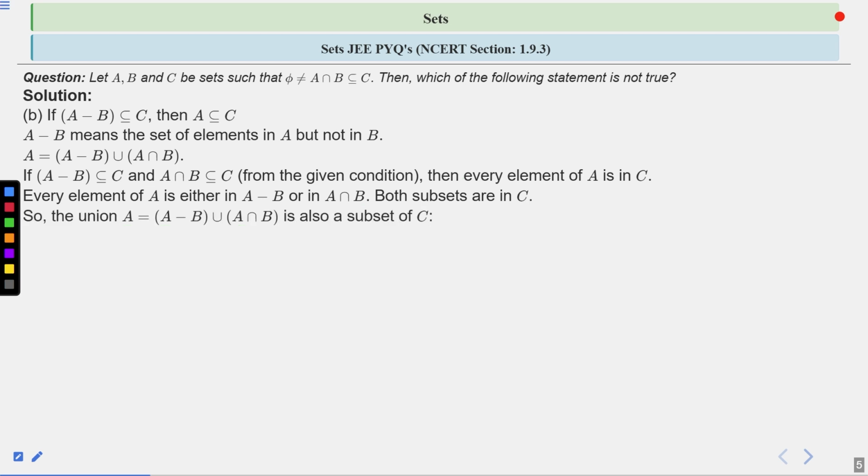So the union of A minus B and A intersection B is the same as the set A, which is also a subset of C. So we have shown A is a subset of C if A minus B is a subset of C. So the statement is also true. Clear? So moving on to the next.